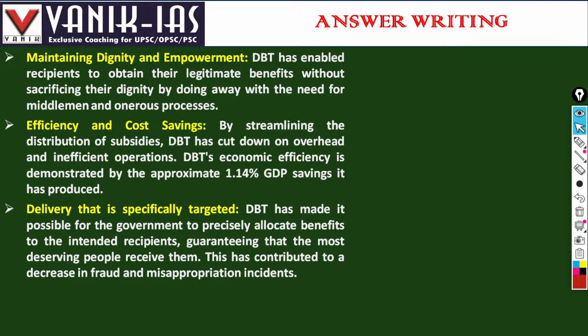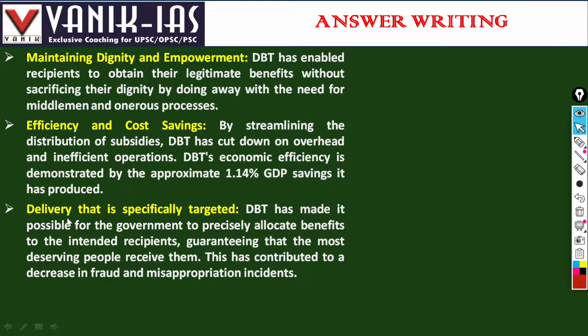Maintaining dignity and empowerment. Direct benefit transfer has enabled recipients to obtain their legitimate benefits without sacrificing their dignity by doing away with the need for middlemen and erroneous processes. Efficiency and cost saving. By streamlining the distribution of subsidies, the direct benefit transfer has cut down overhead and inefficient operation. The DBT's economic efficiency is demonstrated by the approximately 1.14% GDP saving it has produced.